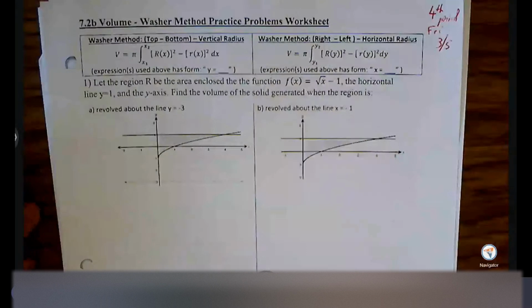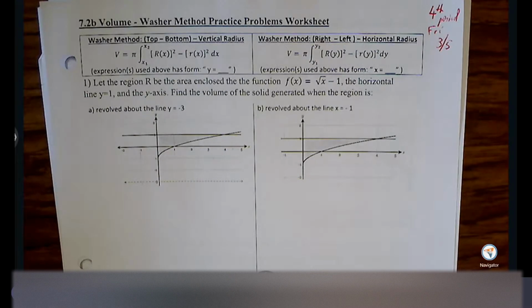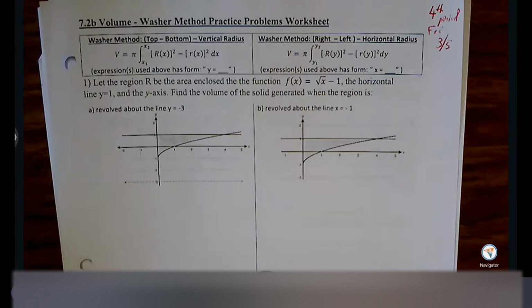Let region R be the area enclosed by the function y equals root x minus 1, that horizontal line, y equals 1, and the y-axis. Find the volume of the solid generated when the region is, part A, revolved about the line y equals -3.